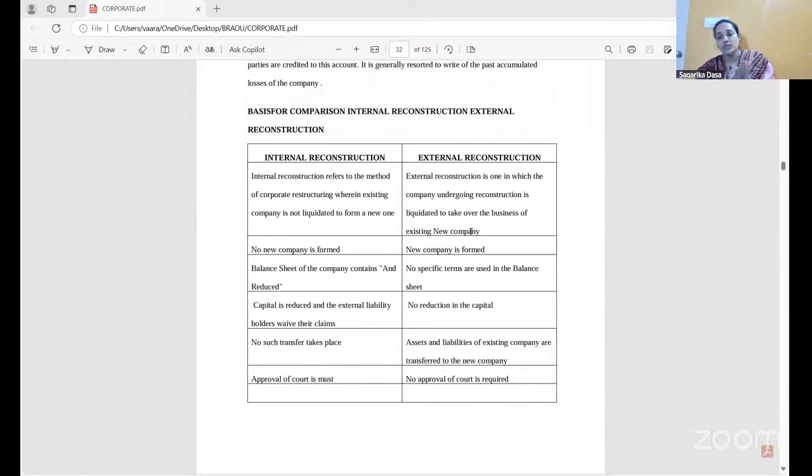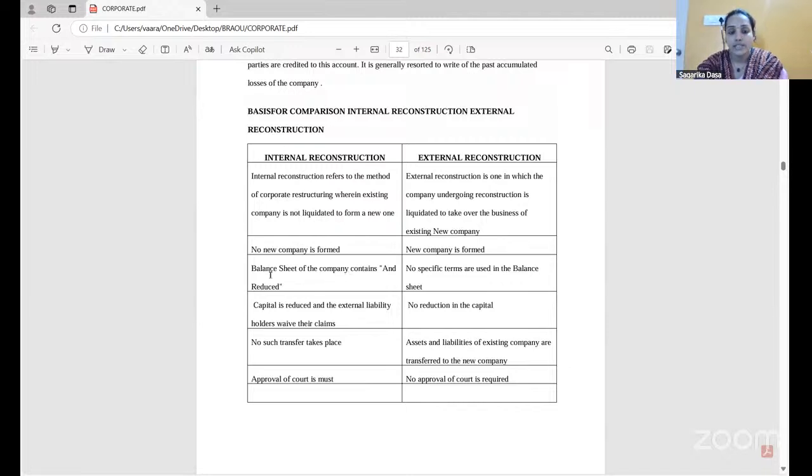In internal reconstruction there is no formation of a new company, whereas in external reconstruction, because it is outside the organization, a new company will be formed. Internal reconstruction, as I explained to you, no new company is formed, whereas in external reconstruction, a new company is formed.